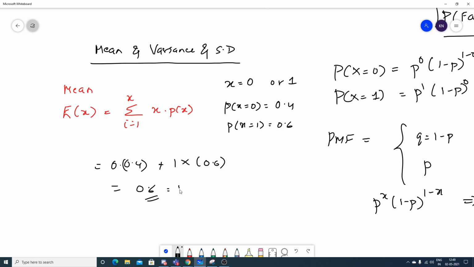This 0.6 is nothing but the p value, because this is my p, and this is my 1 minus p. So whenever you try to find out the mean of this kind of distribution, that is the Bernoulli distribution, your mean is always going to be equal to p.